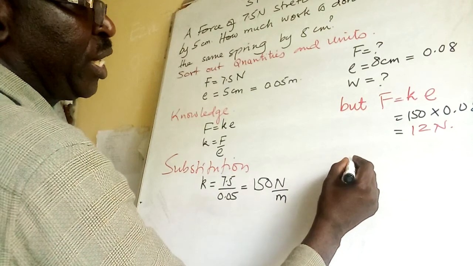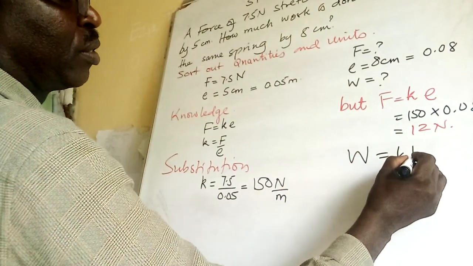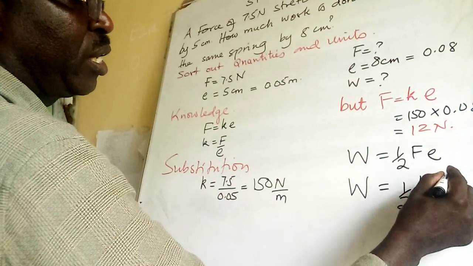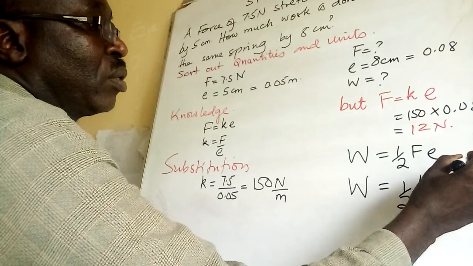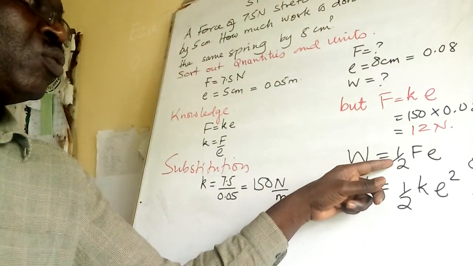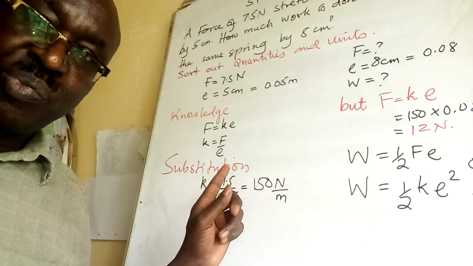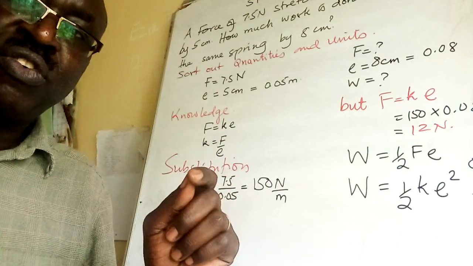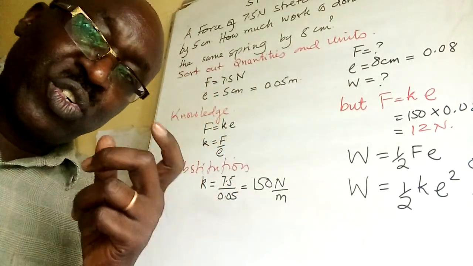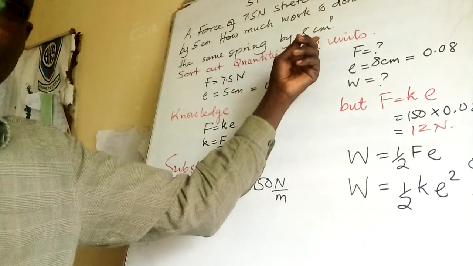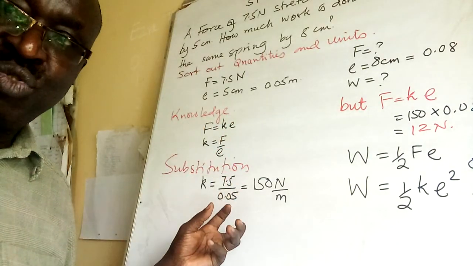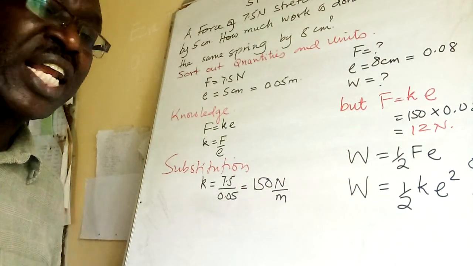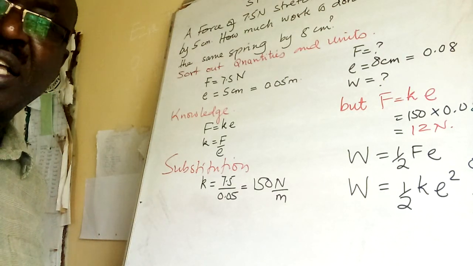Okay, so my final knowledge is work is equal to a half FE. Another student will say work is equal to a half KE squared. So work is equal to a half FE. Just note one thing, I didn't use 7.5. Why? 7.5 was the force responsible for an extension of 5 centimeters. It was not the force responsible for 8 centimeters. So you can see there is a bit of work that you do. Okay? So having reached this place, I can choose either to use this or that. For the purposes of learning, I will use either and we see if we'll get the same answer.